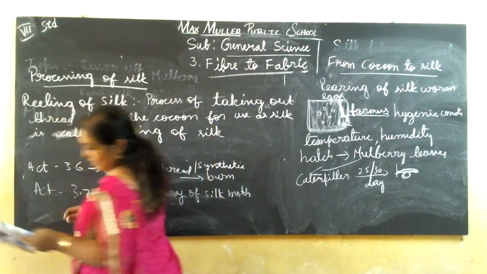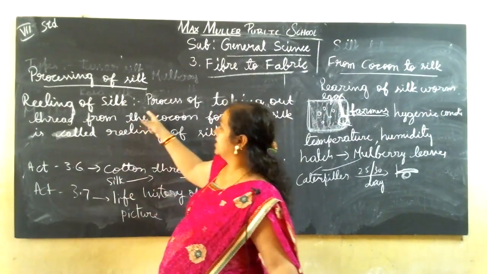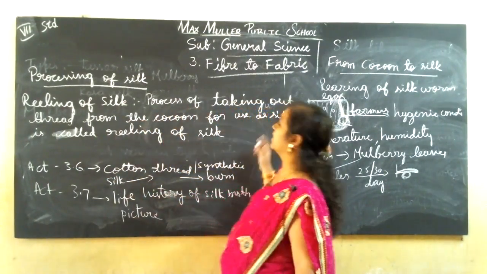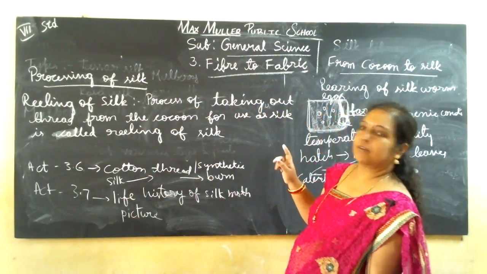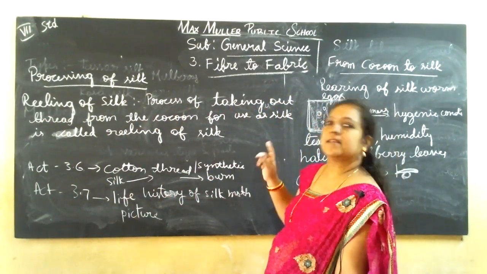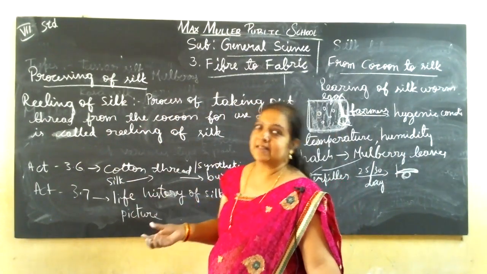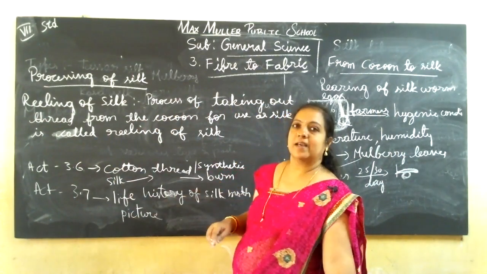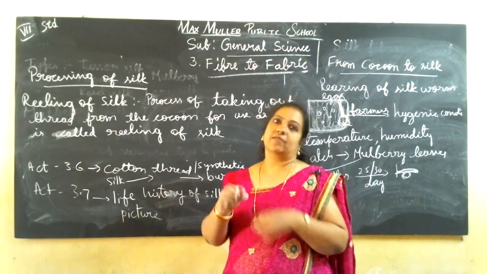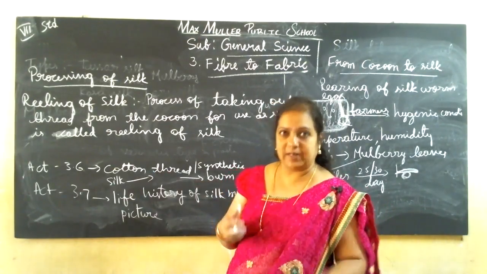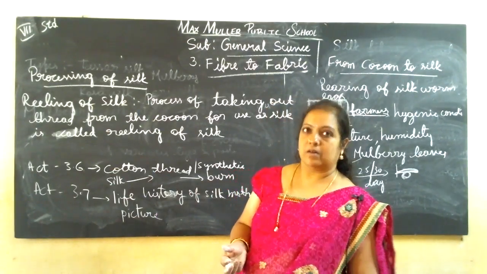Reeling is nothing but the opening of fiber from the cocoon. Okay, so reeling of silk is the process of taking out thread from the cocoon for use as silk. That thread from the cocoon we will take out, and that will be used as silk. That process we'll call reeling of silk. So after reeling, the thread will come out, and that will be wound into bundles, and then it will be sent to the factories for dyeing and making cloths.